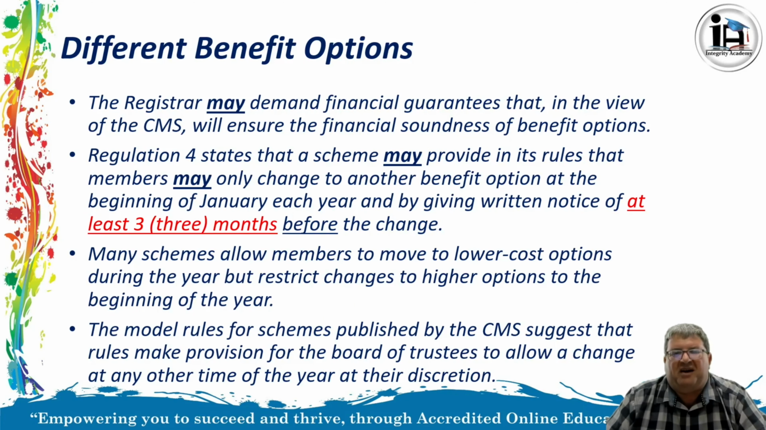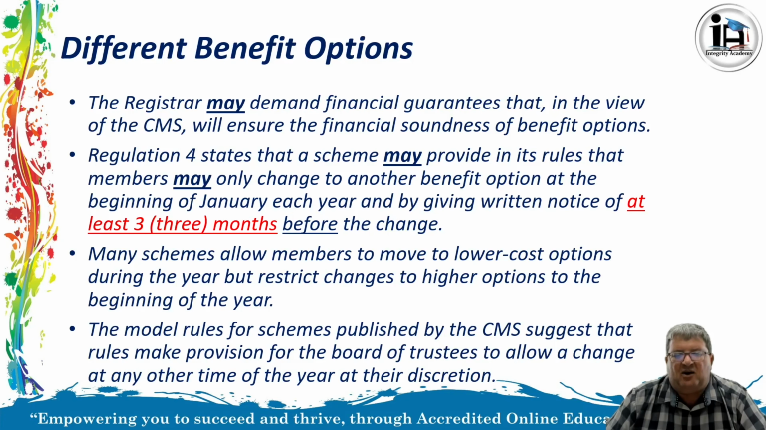The registrar may demand financial guarantees that, in the view of the CMS, will ensure the financial soundness of benefit options. Regulation 4 states that the scheme may provide in its rules that members may only change to another benefit option at the beginning of January each year, as we already know, and by giving written notice at least 3 months before the change. You already know this, we discussed it previously.